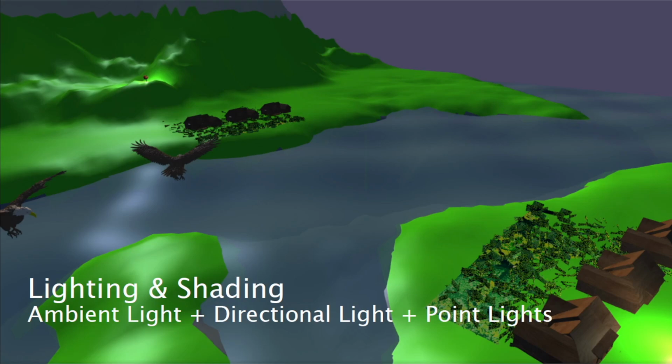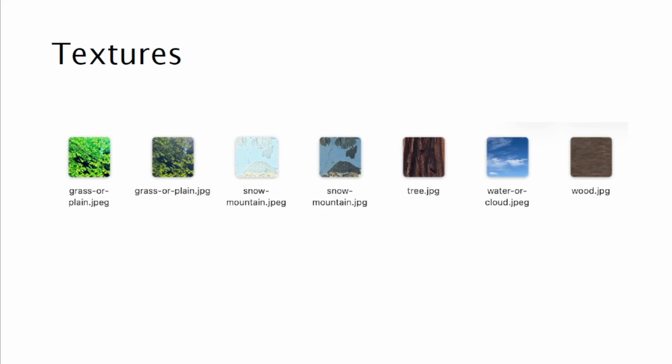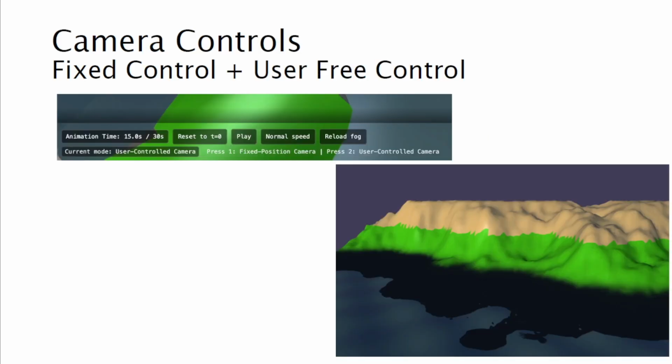In lighting and shadowing, we use sunlight as the ambient light and the directional light. The street lamps are added as point lights. For the texture, we use two grass textures, two slope textures for the slope mountain, and the water texture. And for the objects, we use trees and the wood texture. For the camera control, we provided a fixed camera and a controllable camera for the user.